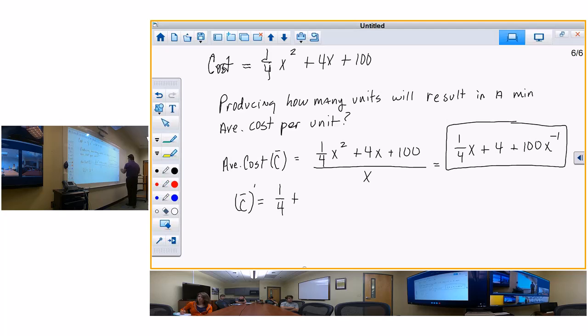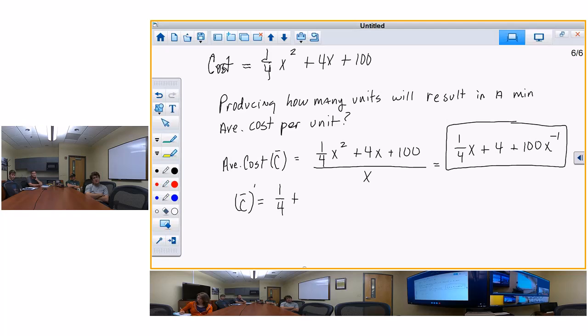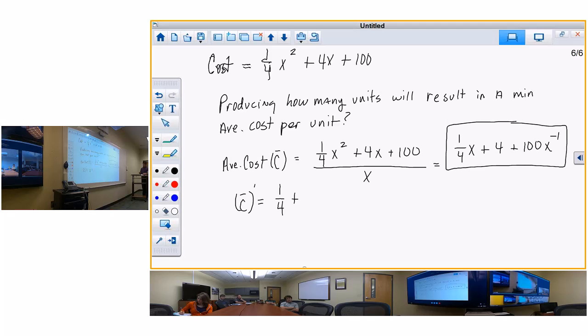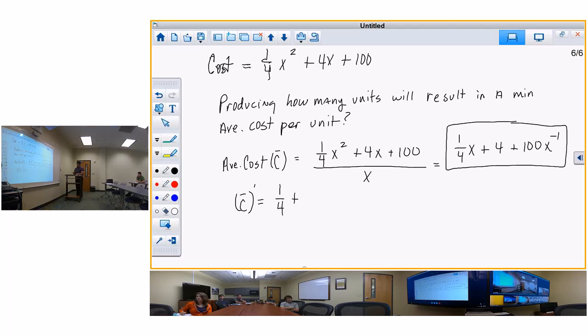Well, negative 1, what does it come out to be? Negative 100, make sure I didn't mess up. Negative 2, exactly. Negative 1 minus 1 is negative 2, so that's going to be 100 over x squared.